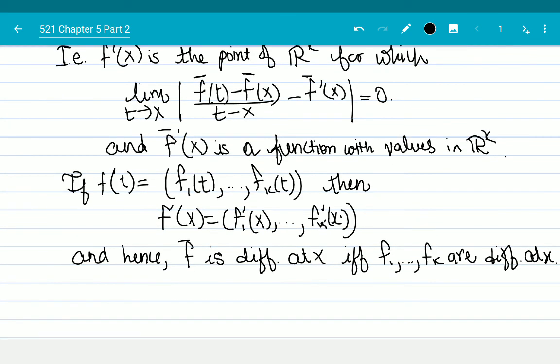We'll look at some results related to this, but for now I'm going to stop here. Actually, this is nearly the end of the chapter. In either case, I'll finish off the chapter tomorrow.